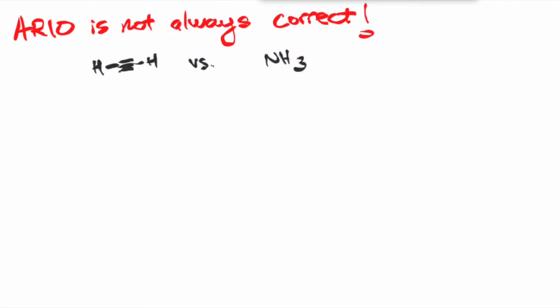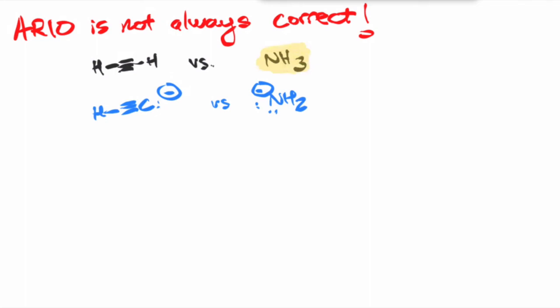Let's say you're comparing this alkyne with this amine. Based on ARIO, we would draw the conjugate base, and we see that the negative charge residing on a nitrogen is better than a negative charge residing on the carbon, right? Because nitrogen is more electronegative than carbon. We're using the atom effect, the first factor there. So we would say then the amine would be the more acidic molecule.